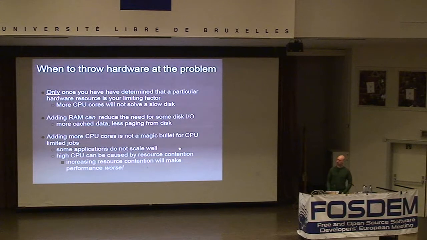It's interesting to point out that sometimes adding more CPU cores can make the workload slower, right? If you have a workload that is very highly contended on some shared resource such as a lock, then adding more CPUs that are all going to come in and contend on the same lock is going to slow the other ones down. So you can actually make resource contention worse by adding more CPUs, which is sometimes counterintuitive.